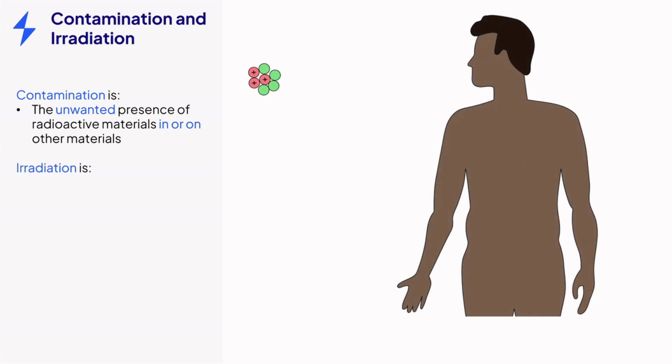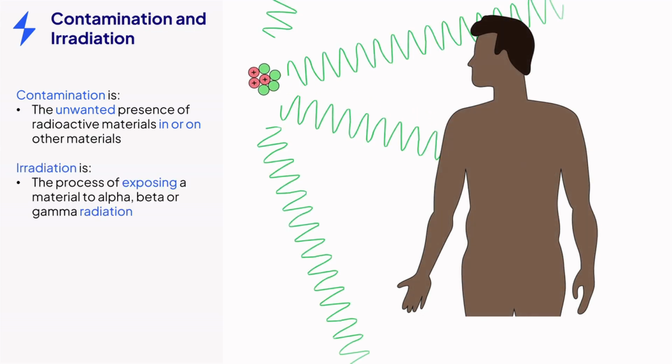The second is irradiation. This is when the radioactive source is not in the body, but that body is exposed to the radiation. An example of this would be standing near a gamma source without touching it. These definitions come up a lot, so make sure you can recall them.